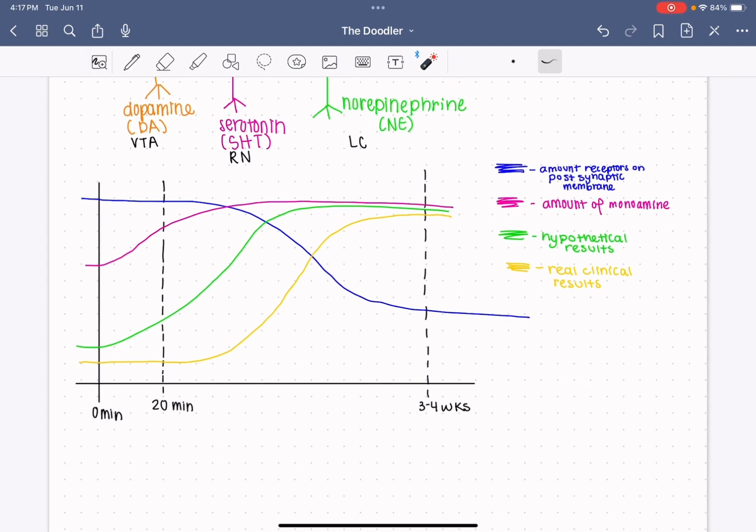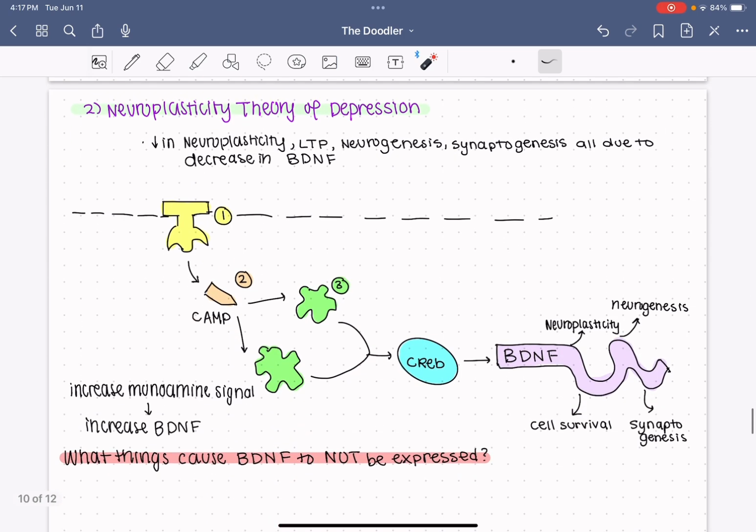But it definitely has some merit because it does alter the ratio of receptor to neurotransmitter. So that leads us to the next theory, which is the neuroplasticity theory of depression. And this theory states that when you have a patient that is depressed, they have lower levels of neuroplasticity and long-term potentiation and neurogenesis and synaptogenesis. And this is all due to a decrease in BDNF.